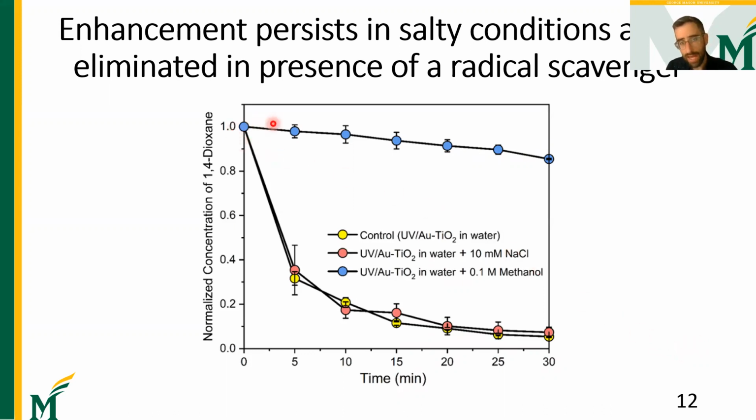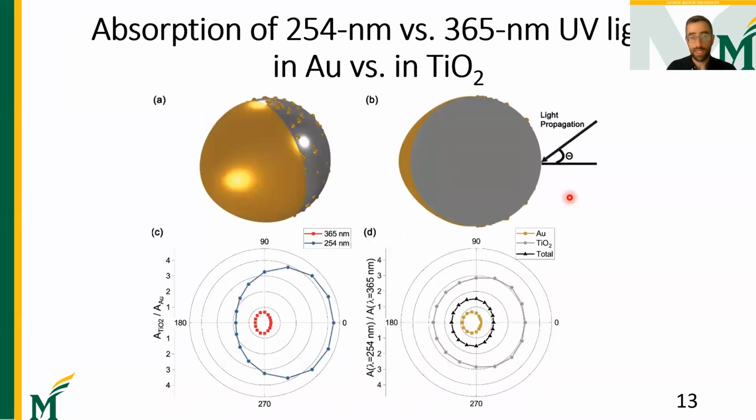At the same time, adding methanol caused a substantial reduction in the degradation rate. And methanol is a radical scavenger, meaning it preferentially reacts with hydroxyl radicals. And what we take away from this data is that in the absence of methanol, it is indeed hydroxyl radicals that are being produced at the TiO2 surface, and it's they who are doing the work of actually degrading the contaminants. Next, we conducted simulations to gain insight into why 254 nanometer light outperforms 365.